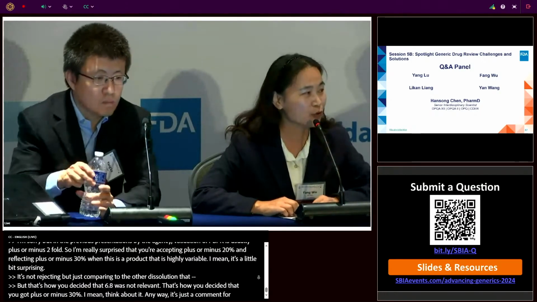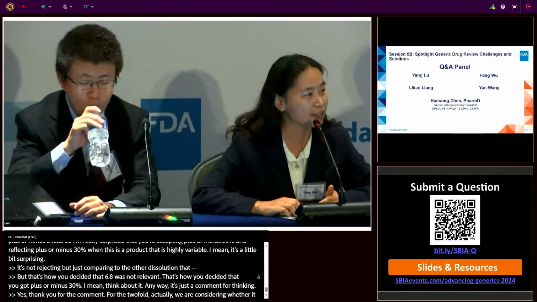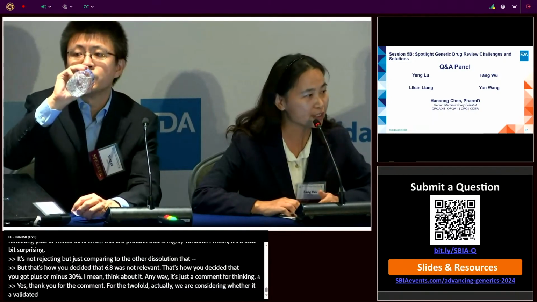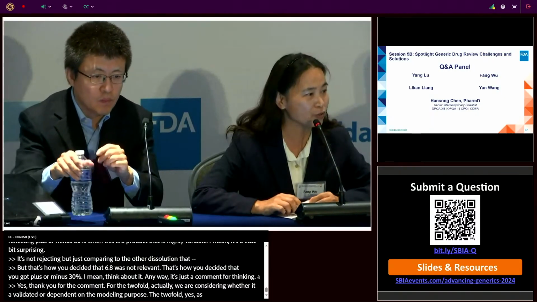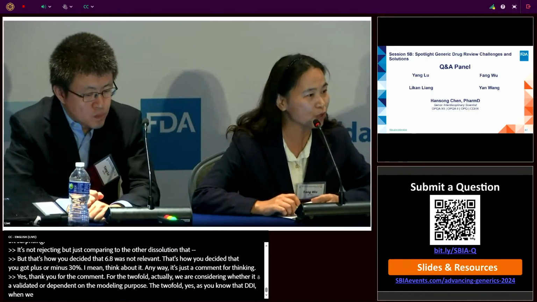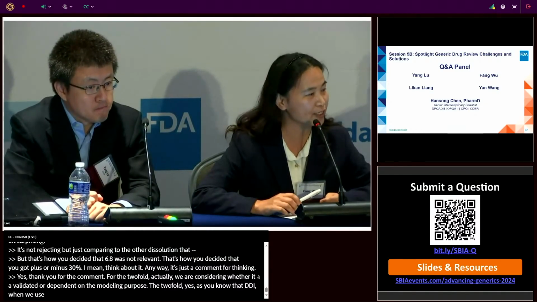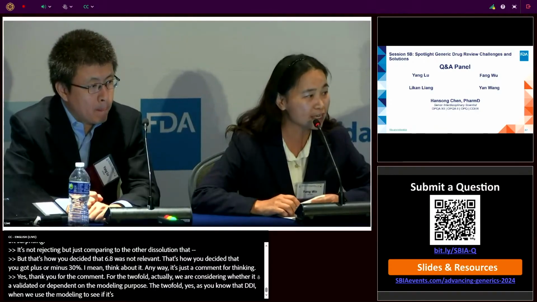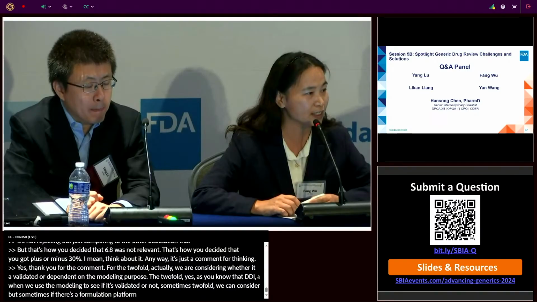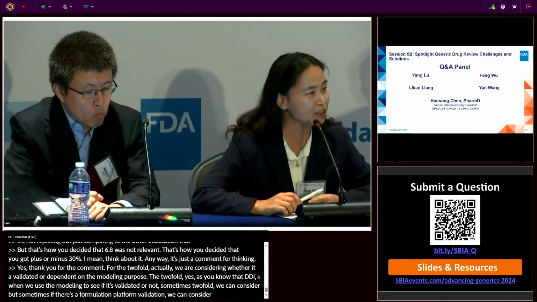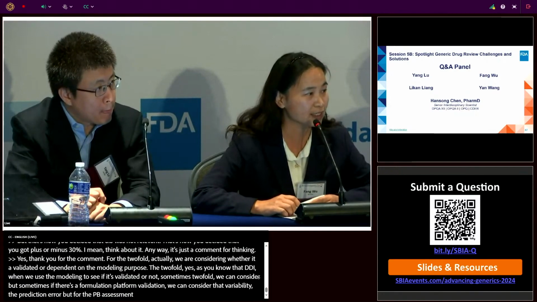For the twofold, we are considering whether it is validated or not depending on the modeling purpose. The twofold, as you know, is used for DDI, when we use the modeling to see whether it is validated or not. Sometimes twofold we can consider, and also if there is a platform validation, we can consider a big variability in the prediction error. But for the BE assessment, generally we consider around 20%. Yeah, thank you.